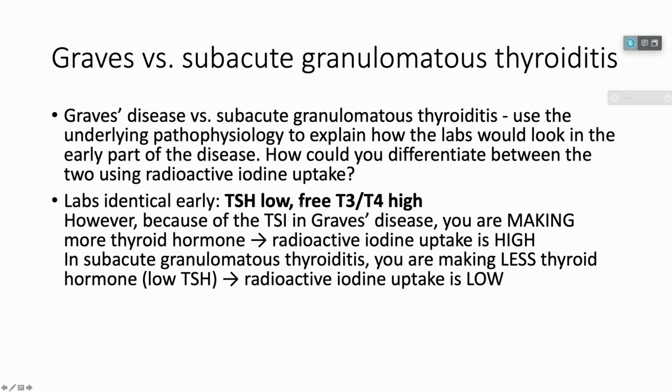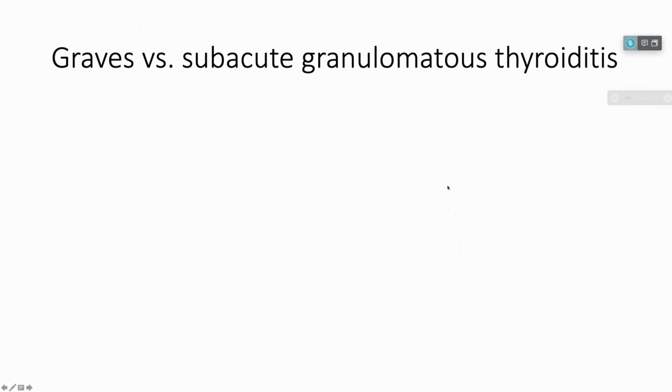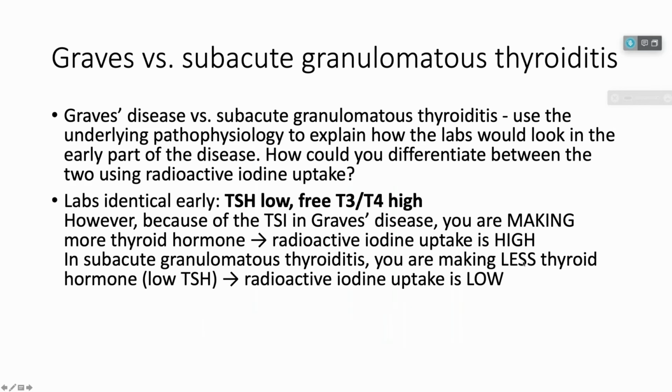So the early labs would be identical. TSH would be low, TRH would be low, your free T3 and T4 would be high. However, because you have the thyroid stimulating immunoglobulin, the antibody against the TSH receptor, in Graves' disease you're making more thyroid hormone. So you would have more radioactive iodine uptake. It'd be high, right? Whereas in the case of thyroiditis, you're making less thyroid hormone, because there's low TSH and you don't have something that's telling your thyroid to make more, like an antibody against the TSH receptor. So your radioactive iodine uptake would be low.